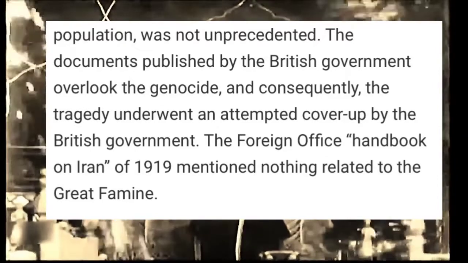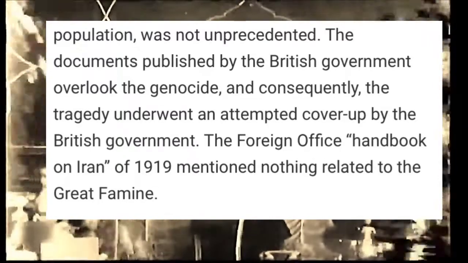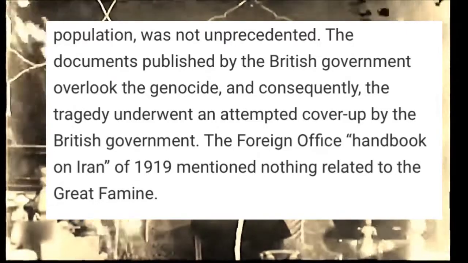So, overall, regardless of whether you want to call it a genocide or not, the British Empire does have a lot of responsibility to hold for the Great Iranian Famine of 1914 to 1919, which is easily the largest famine in Middle Eastern history.